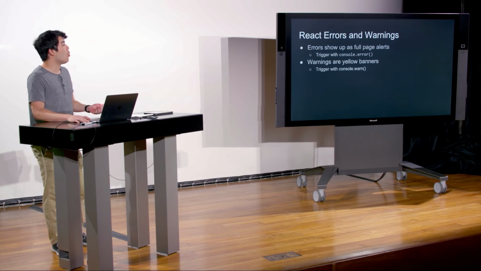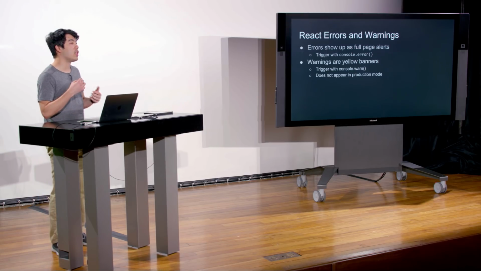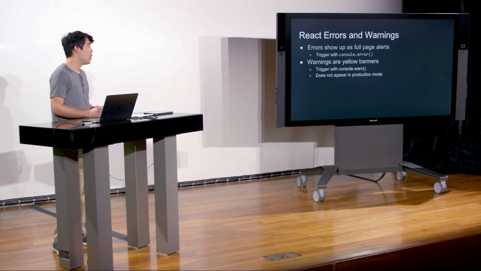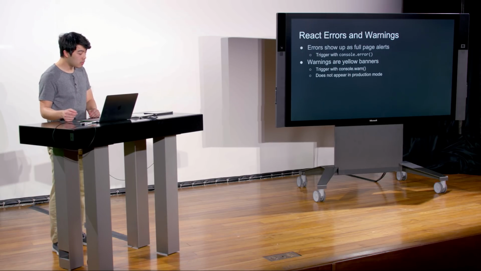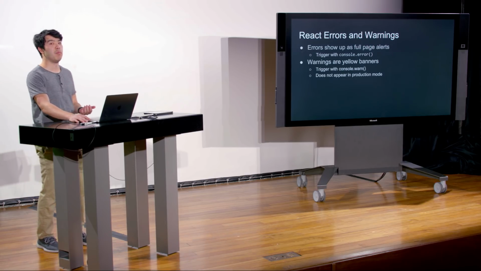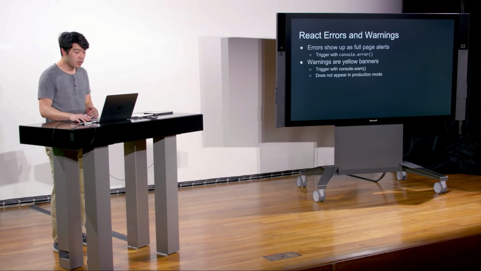The caveat with these warnings is that they don't appear in production mode. So if you have warnings and you deploy your app to the App Store running in production mode, those warnings will not appear. So this is not necessarily super useful. What's a better way to debug rather than leaving console.logs or console.errors or console.warns?